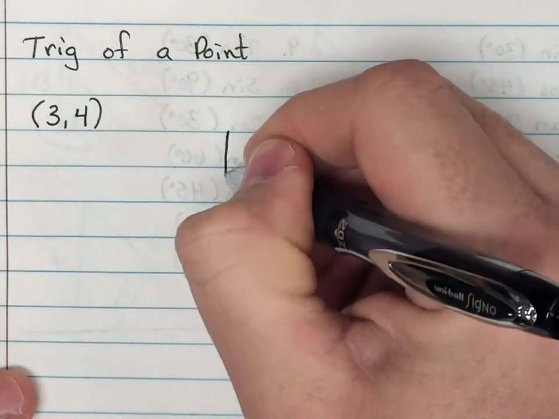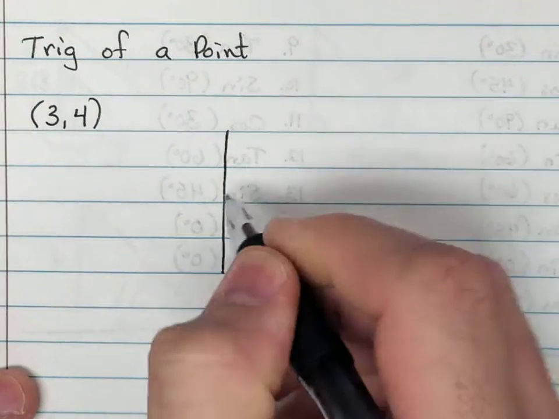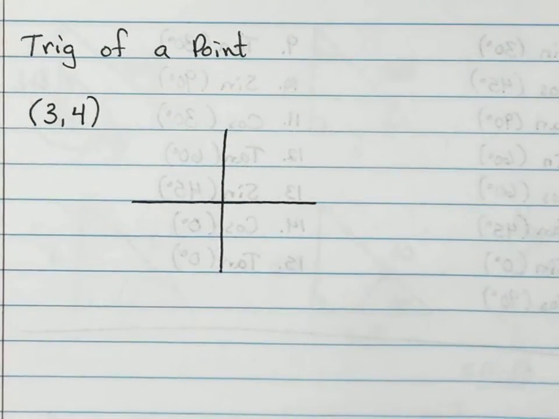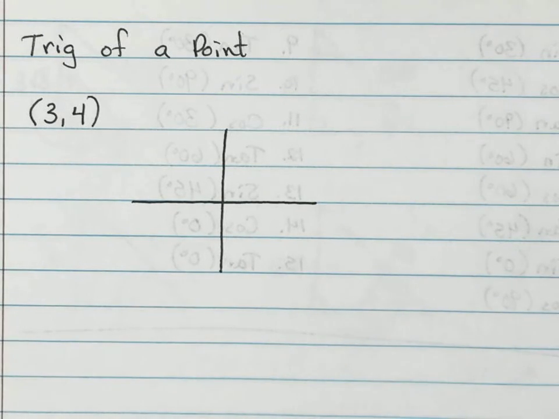What they're going to give you is something like, the point (3, 4) lies on the terminal side of an angle. And they're going to ask you different things for the sine of that angle, the cosine of that angle. Most of the time they won't ask you for the angle, but I'm going to go a step further and show you how to actually find the angle today.